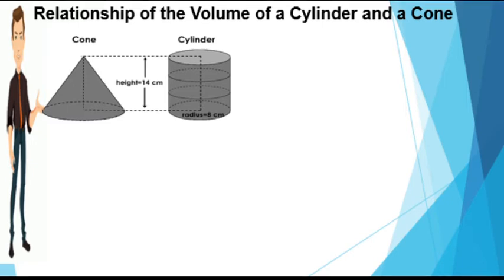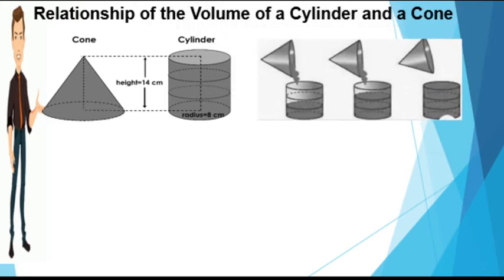Okay, look on this. So the first cone filled only 1/3 of the cylinder. The second is 2/3, and then the third cone filled it full. So meaning 3 cones of sugar will be filled on a cylinder with the same base and the same height.